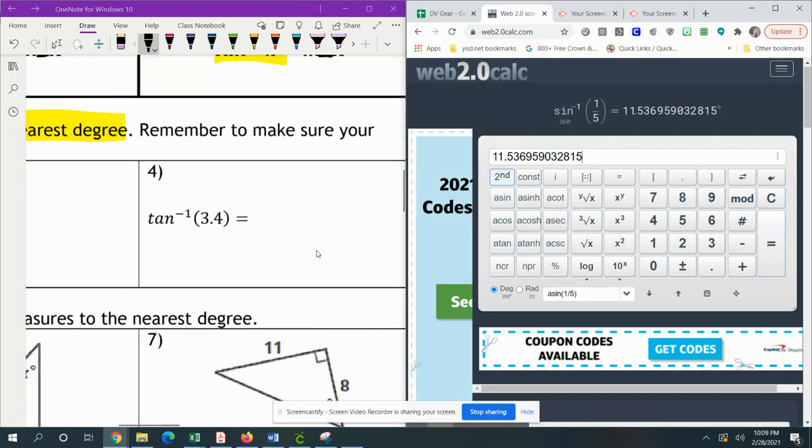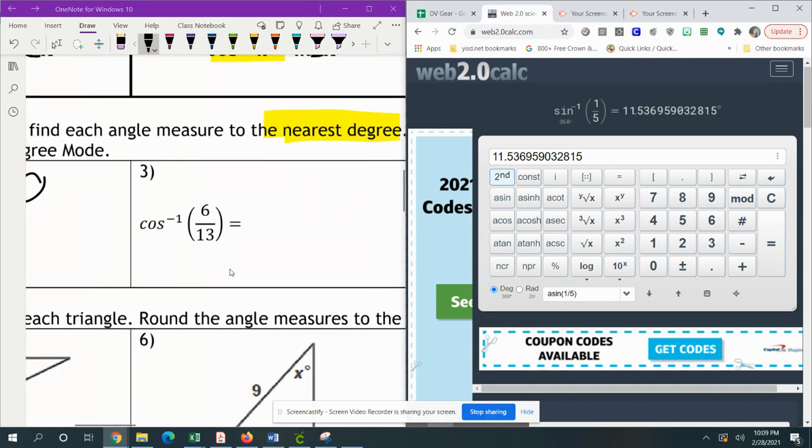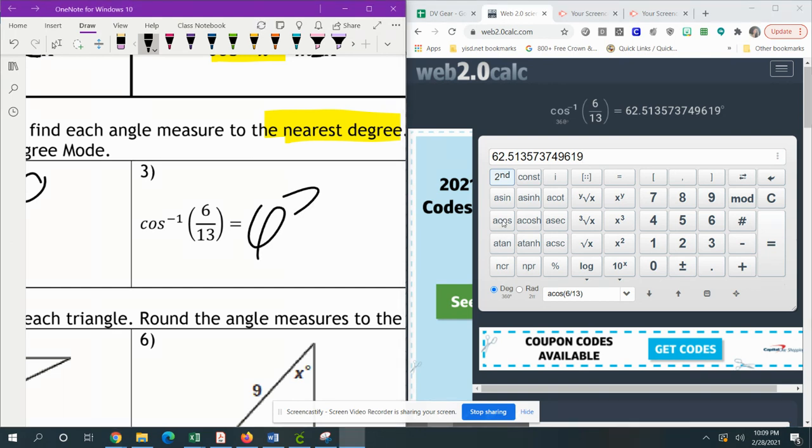Okay, so cosine inverse of 6 over 13. So I'm going to press second. I knew I had to press second because of this little -1 that I have here. So second, and then cosine of, let me erase that number, that's not the number I want, 6 over 13. We hit enter, and this gives me 62.5, so I'll round it to 63 degrees.